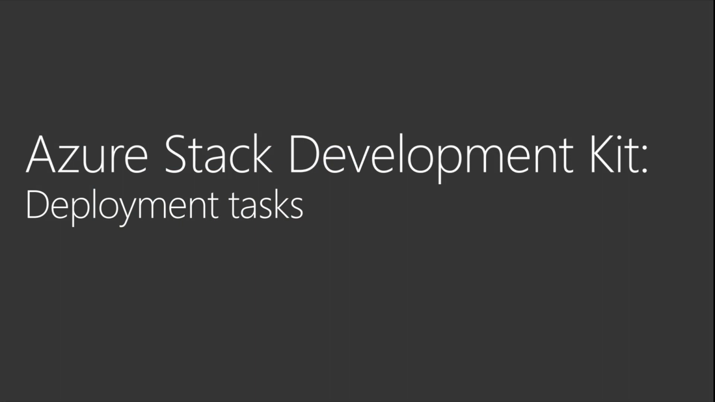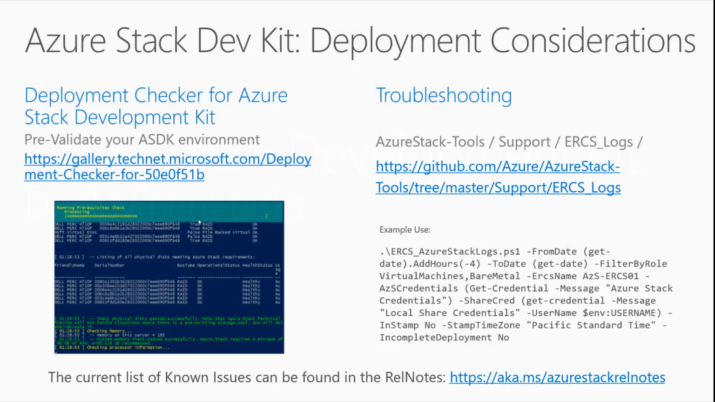Let's take a look at the Azure Stack Development Kit deployment tasks, what we have to do to get this thing up and running. So before you do this, once you get your hardware, you can pre-validate your ASDK environment. There's a deployment checker you can download. That's a great way to check, and it will let you know if everything is going to run properly. It will check all the disks and the memory and all that sort of stuff.